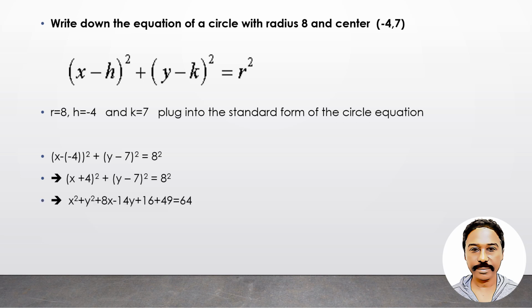So this is equal to x squared plus y squared plus 8x minus 14y plus 16 plus 49 is equal to 64. Then you move the 64 to the other side and sum all the numbers here to get into this form. So you have an x squared plus a y squared plus some x with a coefficient, minus or plus a y with some coefficient, plus some number, is equal to 0, and this is also the standard form of the circle equation.